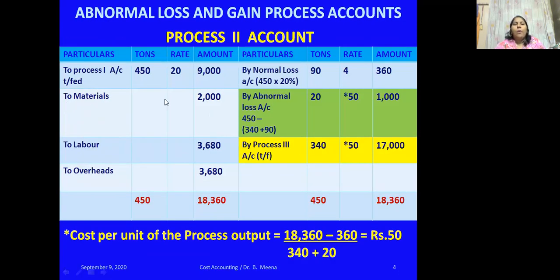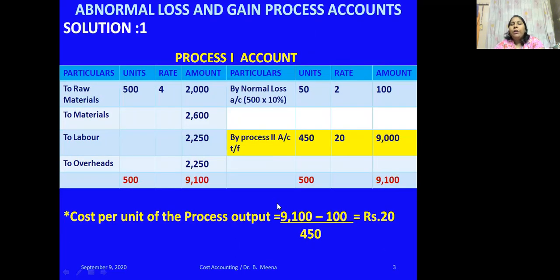So now look at how I showed it. Debit side, you had an understanding. So the output of the previous process will become an input of this process. Then I move on to the other expenses. By referring to the problem, I debited all other expenses. Then I'll move on to the credit side. For normal loss, what is the input I gave? 450. 450 into 20%, I get the units as 90. So 90 into 4, what is the value? 360.